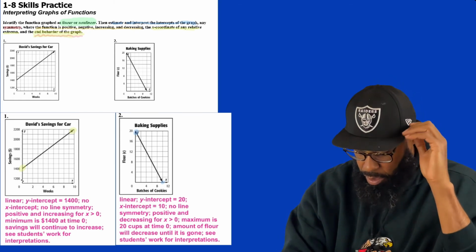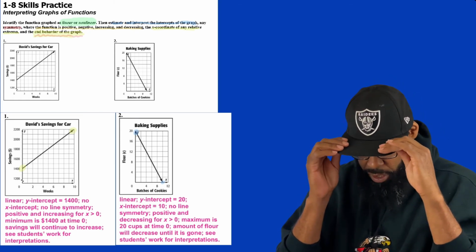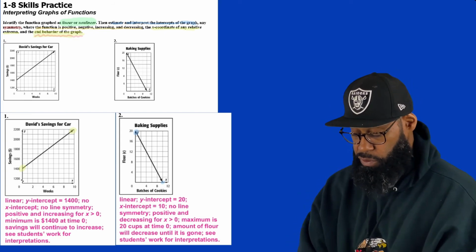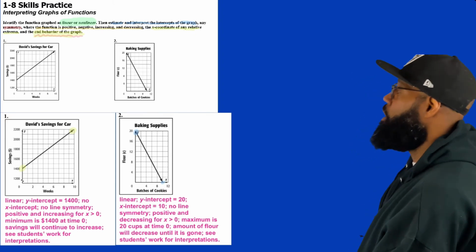So, a little bit more time, I think. Extrema, again, any extreme values going on here. And of course, let's take a look at number 3.